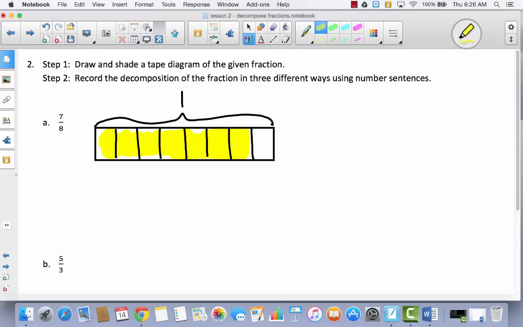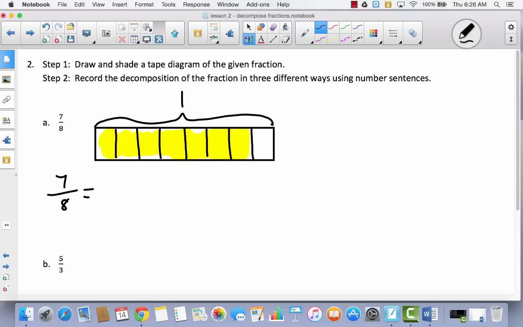Okay, now we are ready to create our number sentence. So it says to do it 3 different ways. So you'll notice the only difference here is we do not have to do a sum of unit fractions. So I don't have to say 7/8 equals 1/8 plus 1/8 plus 1/8 plus 1/8 plus 1/8, and that kind of takes a long time. So that's kind of nice that I don't have to do that.